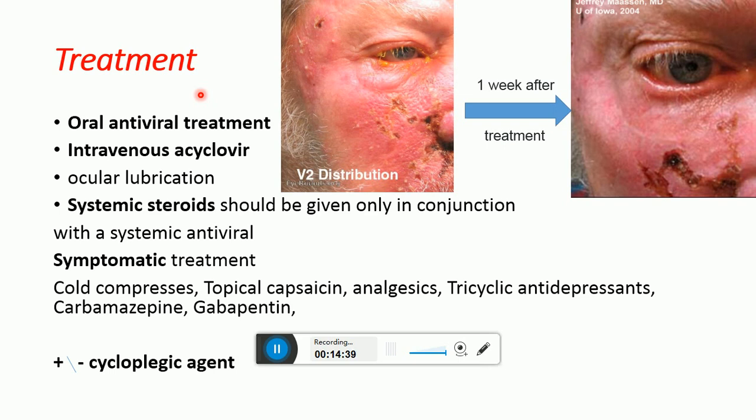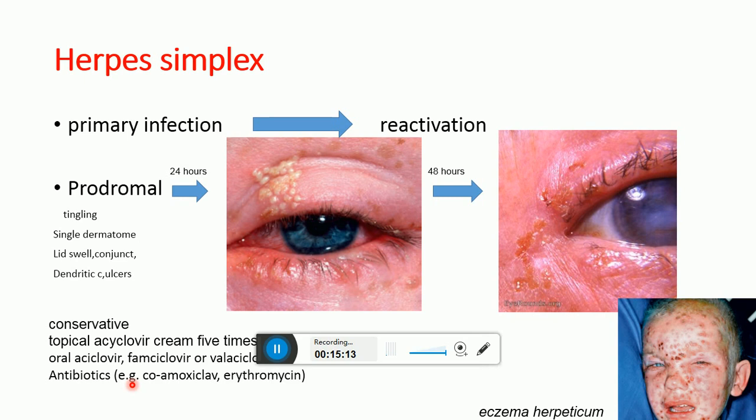Treatment: as you can see, this patient is after 1 week of treatment with oral antiviral treatment, intravenous acyclovir, ocular lubrication and systemic steroids. Steroids should be given only in conjunction with a systemic antiviral. Symptomatic treatment is in the form of cold compresses, topical capsaicin, analgesics, tricyclic antidepressants, carbamazepine, gabapentin, plus or minus cycloplegic agents.